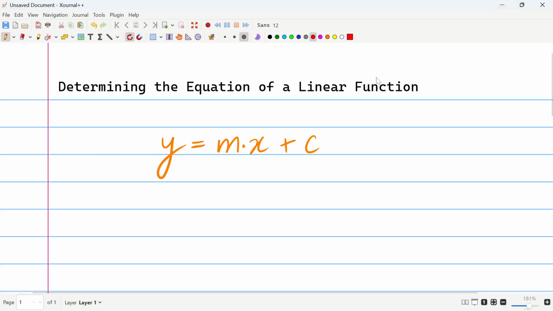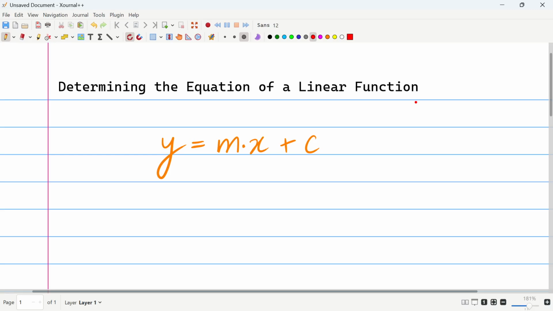Hello everybody. In this video, we are going to be determining the equation of a linear function. So this is actually more of an introduction, once again, to the linear function. Otherwise, let's get started. So we need to analyze this function firsthand.